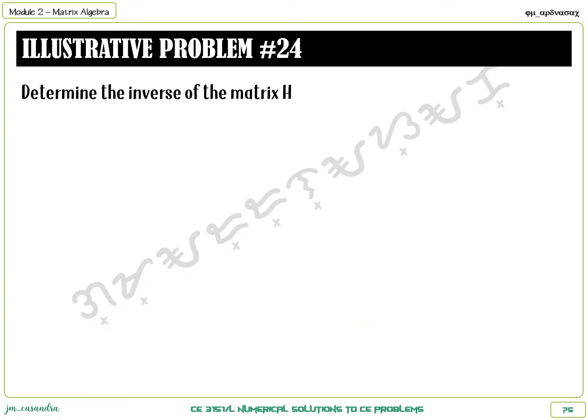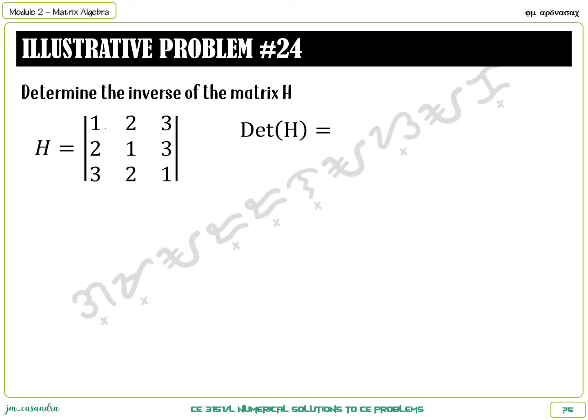So let's solve problem 24. Determine the inverse of the matrix H, which is a 3 by 3 matrix given the following elements. So we solve first for your determinants. So the determinants now will be 1 times 1 times 1, 2 times 3 times 3, 3 times 2 times 2.